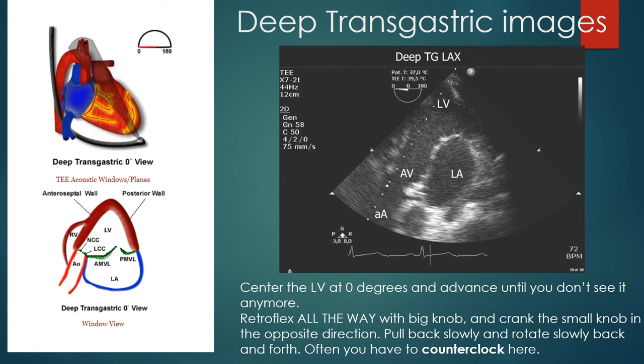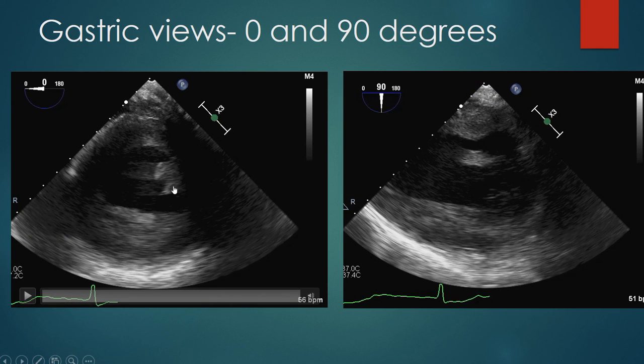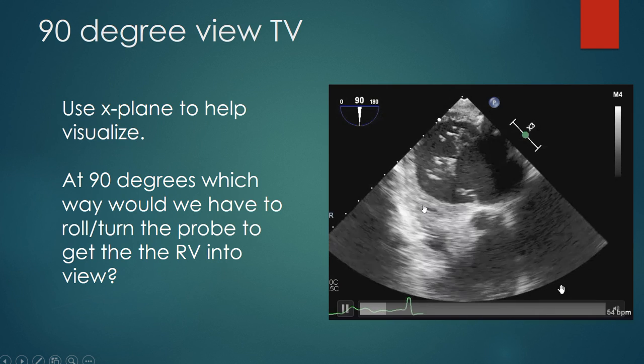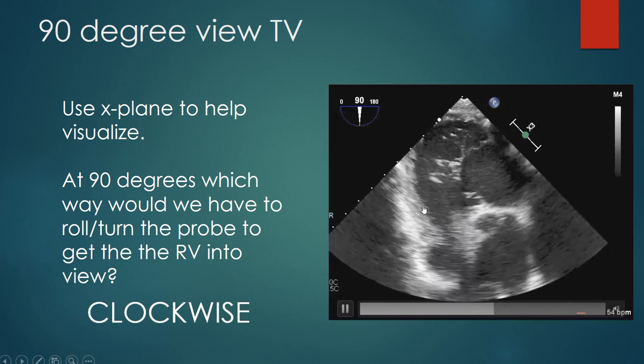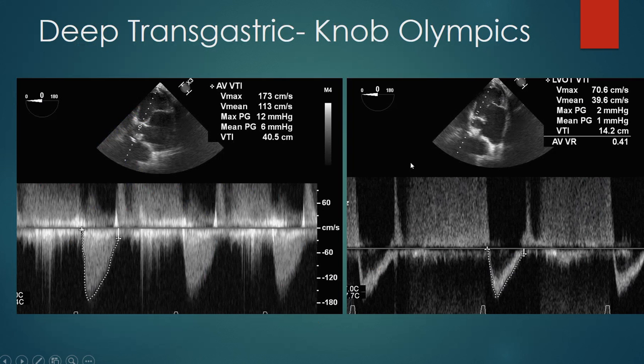Now, to obtain the deep transgastric, we are going to go back to our transgastric views where we're seeing the short axis view of the LV, and we're going to slowly advance until you don't see the left ventricle anymore. Once you've advanced and you don't see the LV anymore, then you're going to retroflex all the way with the big knob, go the opposite direction for the small knob, and slowly pull back. And you might have to counterclock a little bit here to open up your LVOT. This takes a little bit of knob Olympics where you're kind of holding it in place.